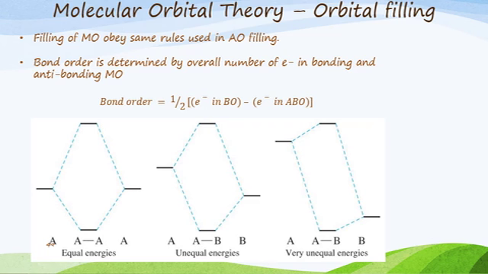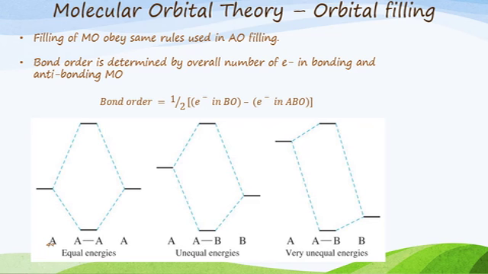Okay, so you first fill the bonding orbitals, and then we fill the antibonding orbitals, and if there's more than one bonding or antibonding orbital, you fill them as if you would fill an atomic orbital. So just like with the p orbitals, you put one electron into each orbital and then you start to pair them up. You do exactly the same thing with the molecular orbitals.